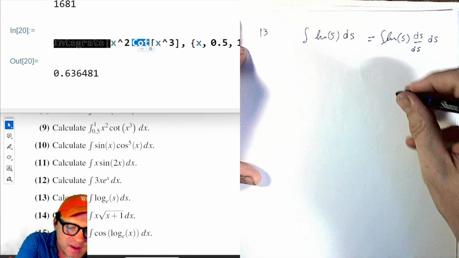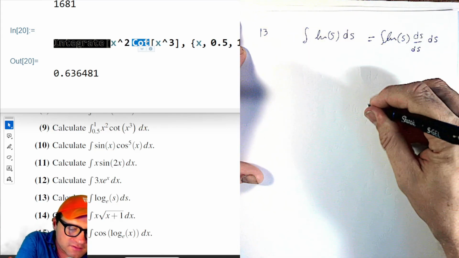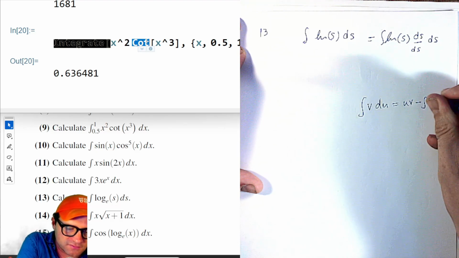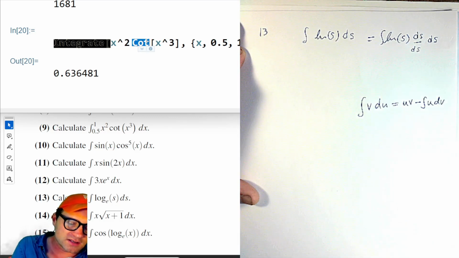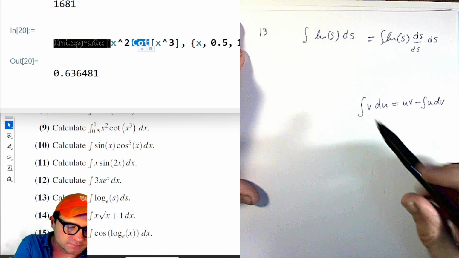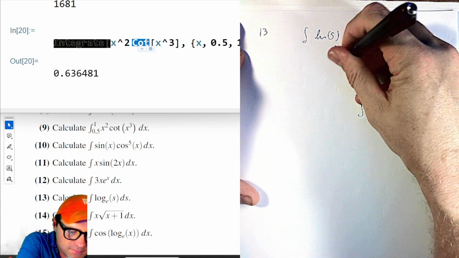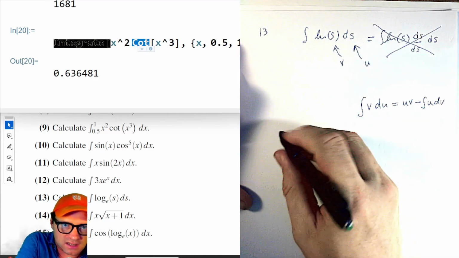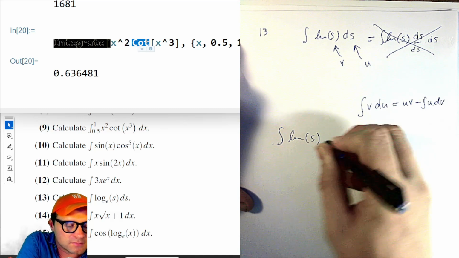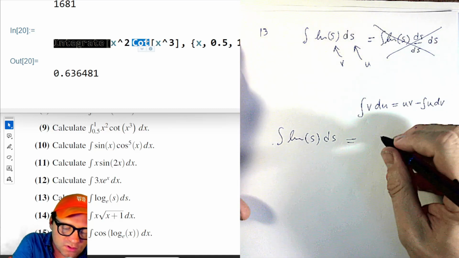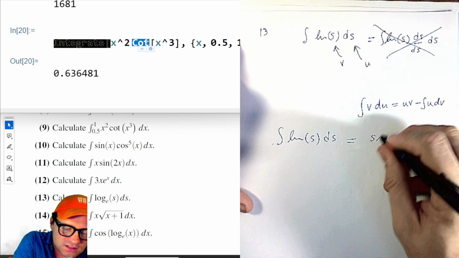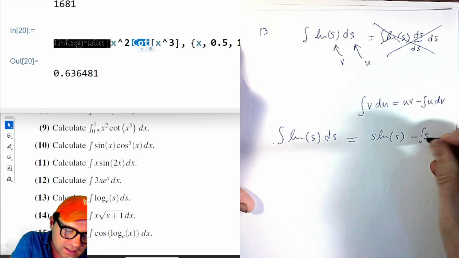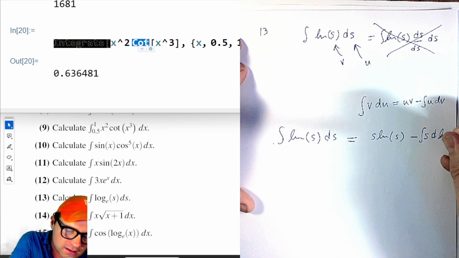Okay, so let's remember what the formula is again. We've got v du. Integrated is uv minus the integral of u dv. Okay, so how can we view this in this context? Well, here we have a v, and here we have a u. All right, so we don't need this. Let's start again and say that this integral, according to this rule, we have the product of the two of those. So s ln of s, and then minus the other way around, s d ln of s.